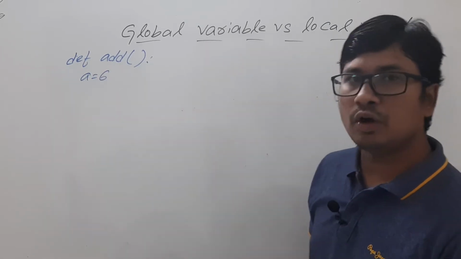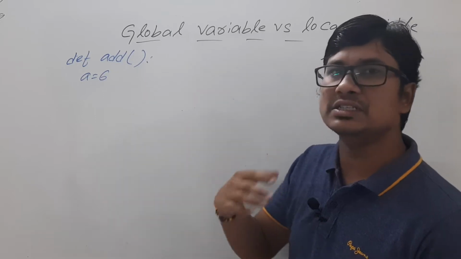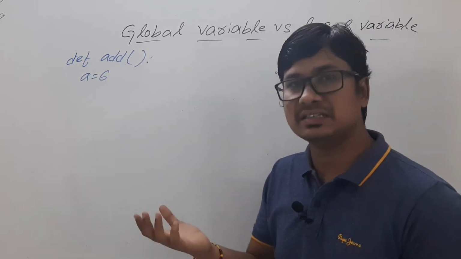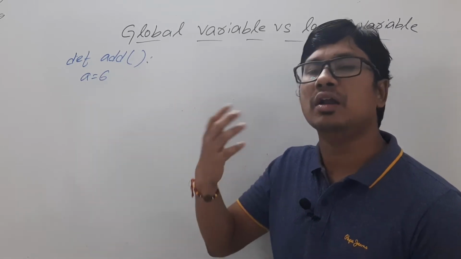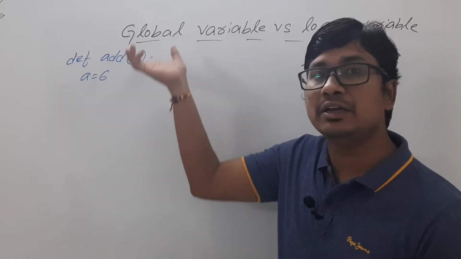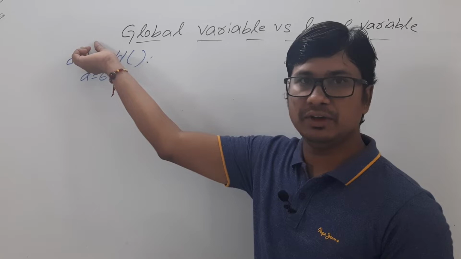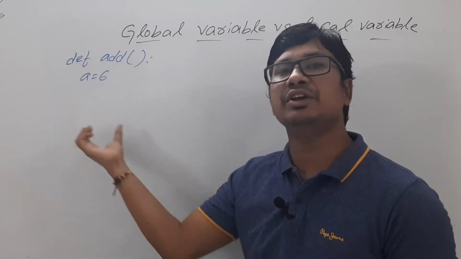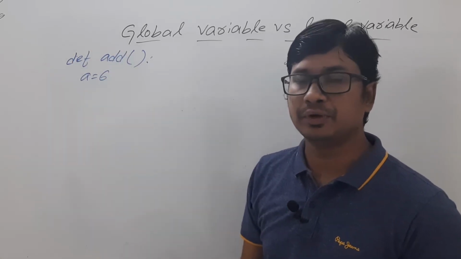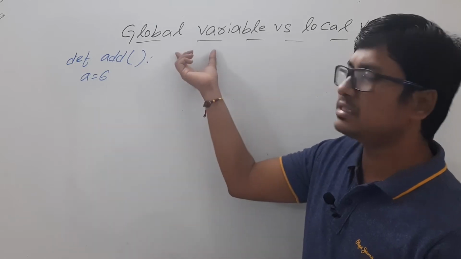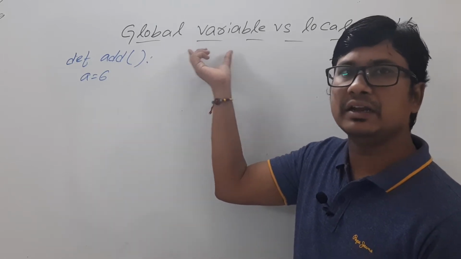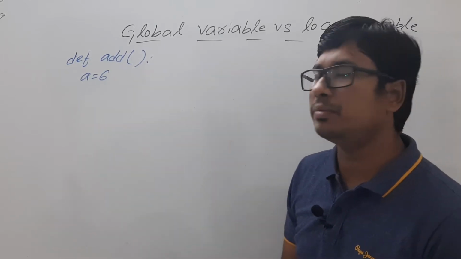Now coming to the global variable. A global variable is a variable you can access, or its scope or lifetime is the entire program. So if you define a global variable, you can access that variable in the entire program. Now let me discuss a simple example for better understanding of local variable and global variable.